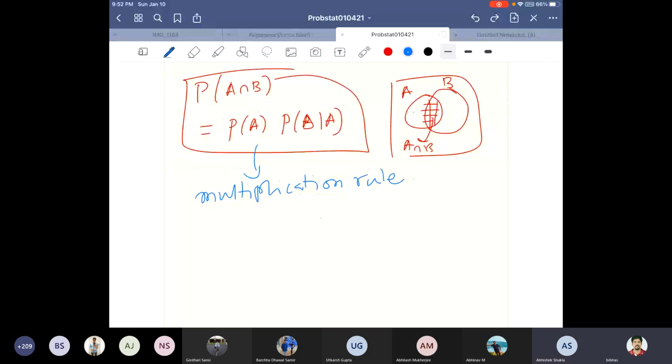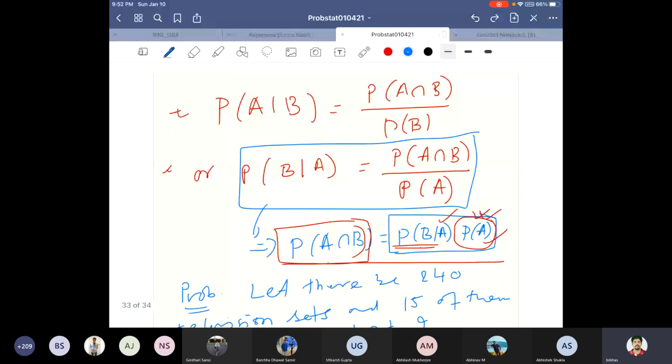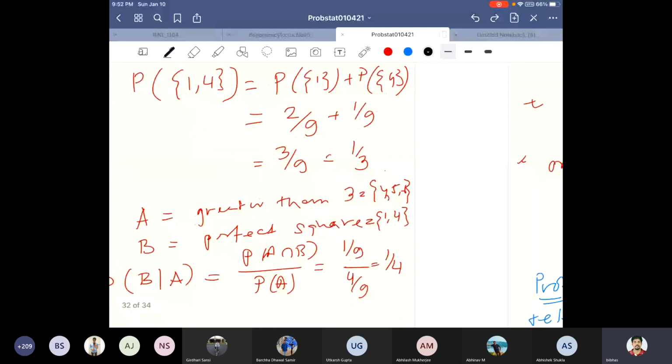Sir, can you again explain the multiplication rule? I did not understand, sir. So this is from the definition of conditional probability. I gave this as a definition. This is my definition here. So this is what is called the multiplication rule.